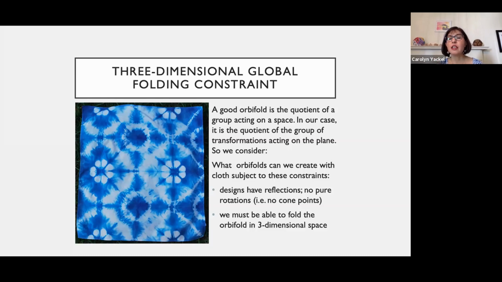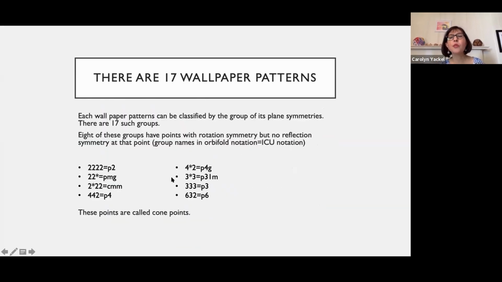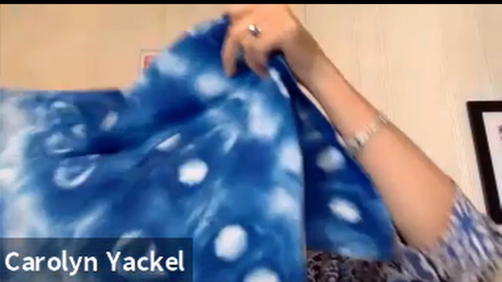We'll have designs that have reflections, but no pure rotations. So in order to get pure rotations, you have to cut. You have to cut in order to get what are called cone points. And also we have to be able to fold the orbifold in 3-dimensional space. So the problem with the cone points, the cutting, is that, just try to think about having a piece of cloth and having a point where you have just rotation. If you try to rotate it around your point, it doesn't work. Just try it out.